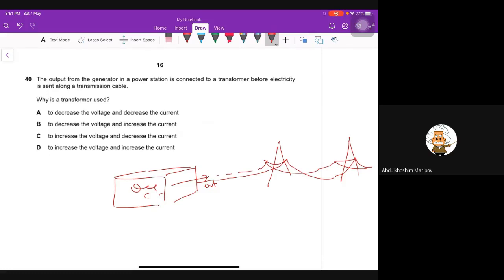We use transformers to increase voltage and decrease the current, okay? When you increase the voltage and decrease the current, you will decrease the waste a lot. When you increase current, cables will heat up and use a lot of energy. This is the procedure done by transformers. What is the purpose? To decrease the waste of energy.